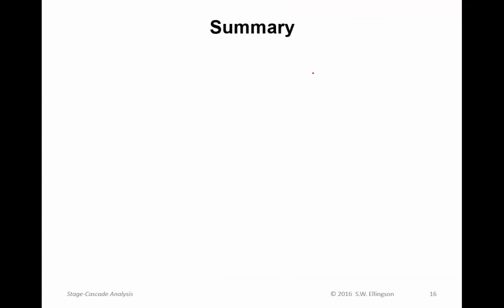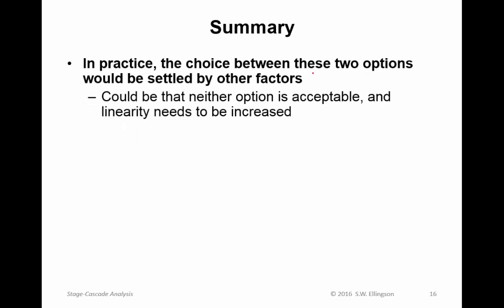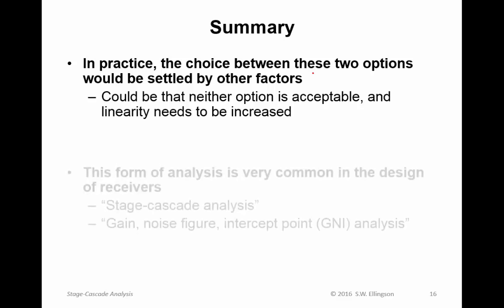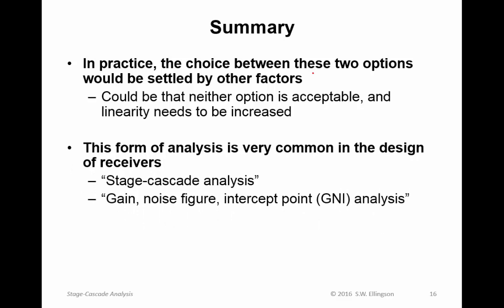So now let me summarize what we've talked about in this lecture. In practice, the choice between the 2 options I just showed you would be settled by other factors. Could be that neither option is acceptable and that linearity needs to be increased. That's also a possibility. But using stage cascade analysis, you can now quantify the trade-off that you have to deal with. This form of analysis is very common in the design of receivers. It's commonly referred to as stage cascade analysis, sometimes referred to as gain, noise figure, and intercept point analysis, identifying specifically what we're looking for in this analysis.